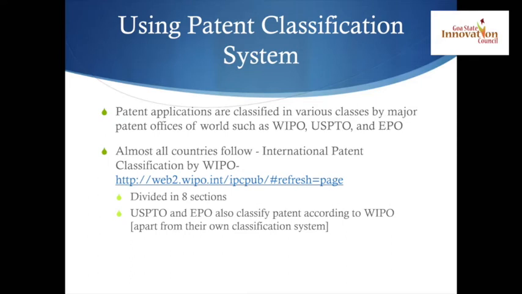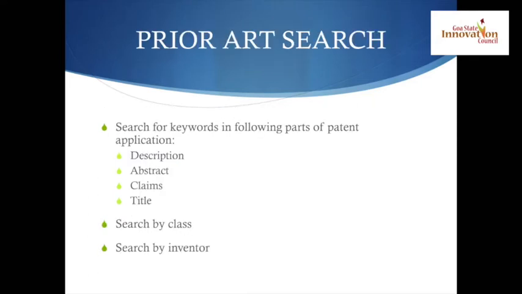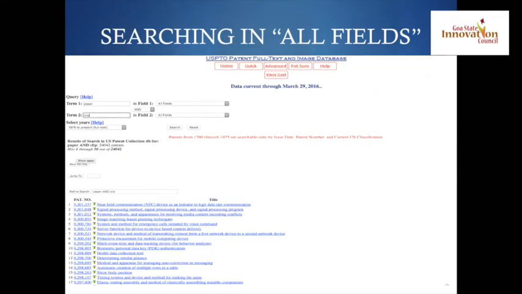All right. Now, how to apply that? You can search for keywords in the description, in the abstract, in the claims, in the title. You can search by class. You can search by inventor's name. I have taken screenshots of some examples here to show how it works. Now, this is the USPTO database.